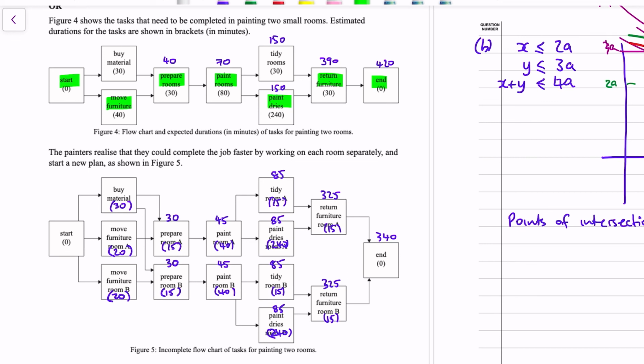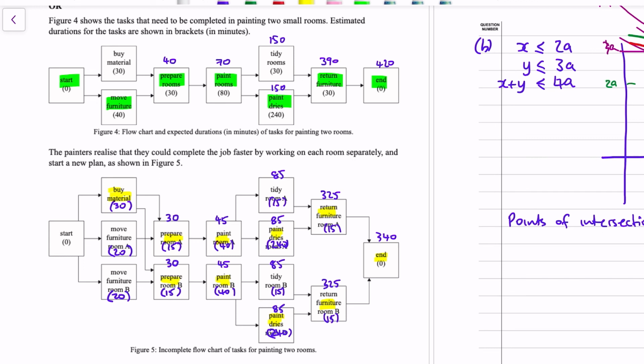When the moving furniture is chopped down to 20 minutes for each room, the buying material becomes the critical task. It's the longest one there. Then the preparing of rooms, well, they're both critical, starting at 30 each. Painting of both rooms needs to happen before the paint is able to dry, and then the returning furniture follows from that, and then the end. So the network changes with respect to the critical path.